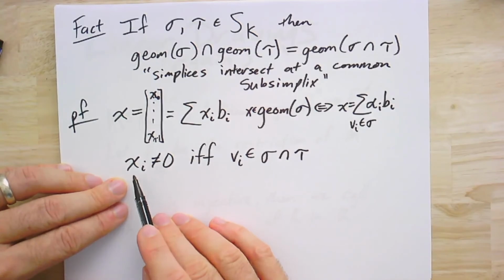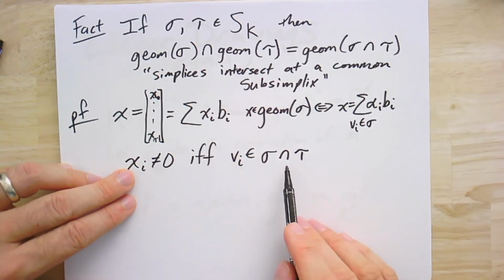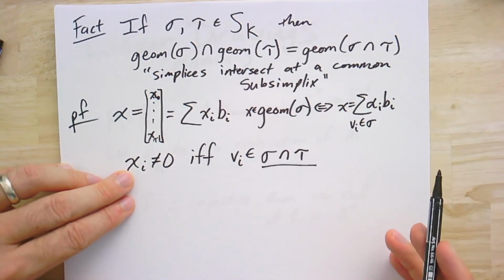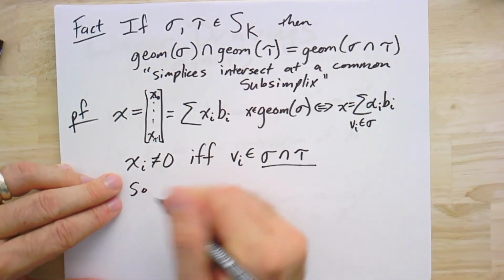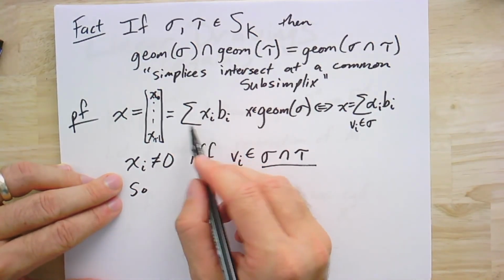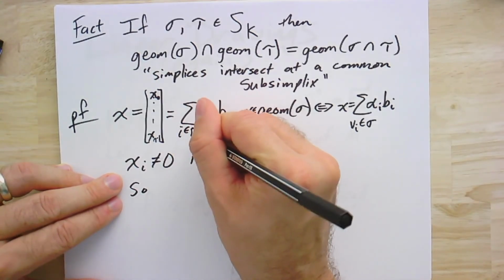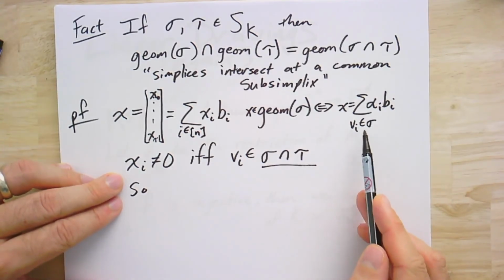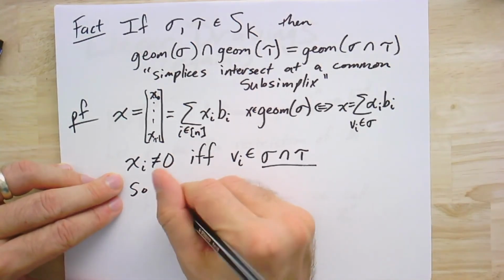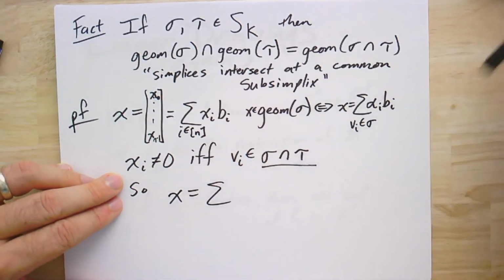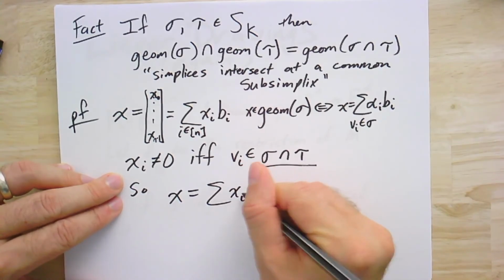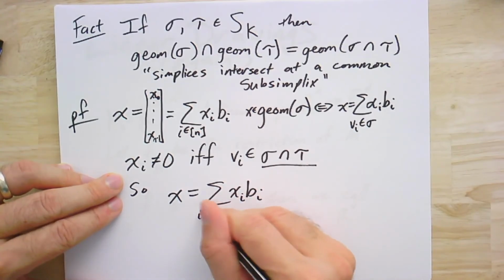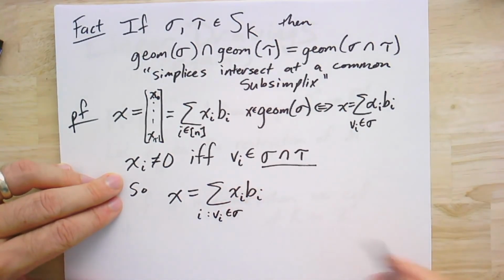If it's in both, it's in the intersection. So the coefficients in this point are going to be non-zero only for the coordinates corresponding to the vertices in the intersection. So it implies that we could take this summation here, which was for all i in n, and we could limit it to just the i's corresponding to vertices in the intersection. So x is actually equal to this sum of xi bi for all i such that vi is in sigma.